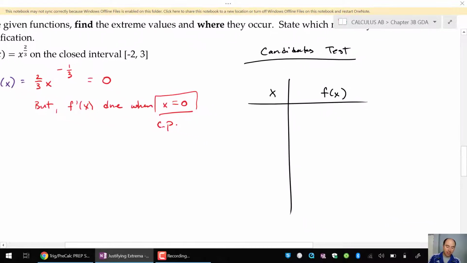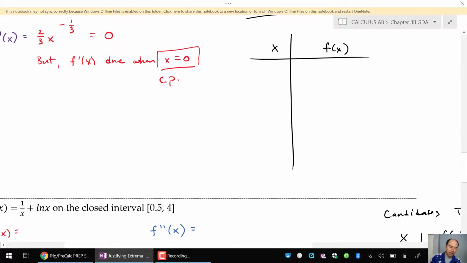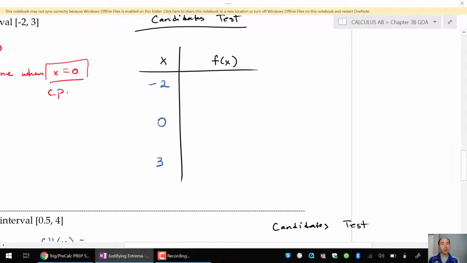In my candidates test chart, let's fill in the endpoints. Endpoints are -2 and +3. I found one critical point where the derivative does not exist. That'll be a 0. And now I'm just interested in comparing all three of those values and drawing my conclusion. So f of -2, you can confirm this, but I found that to be 1.587. Check that on your calculator, see if you agree. F of 0 will be 0. And then f of 3, on my calculator, I got a value of 2.08.